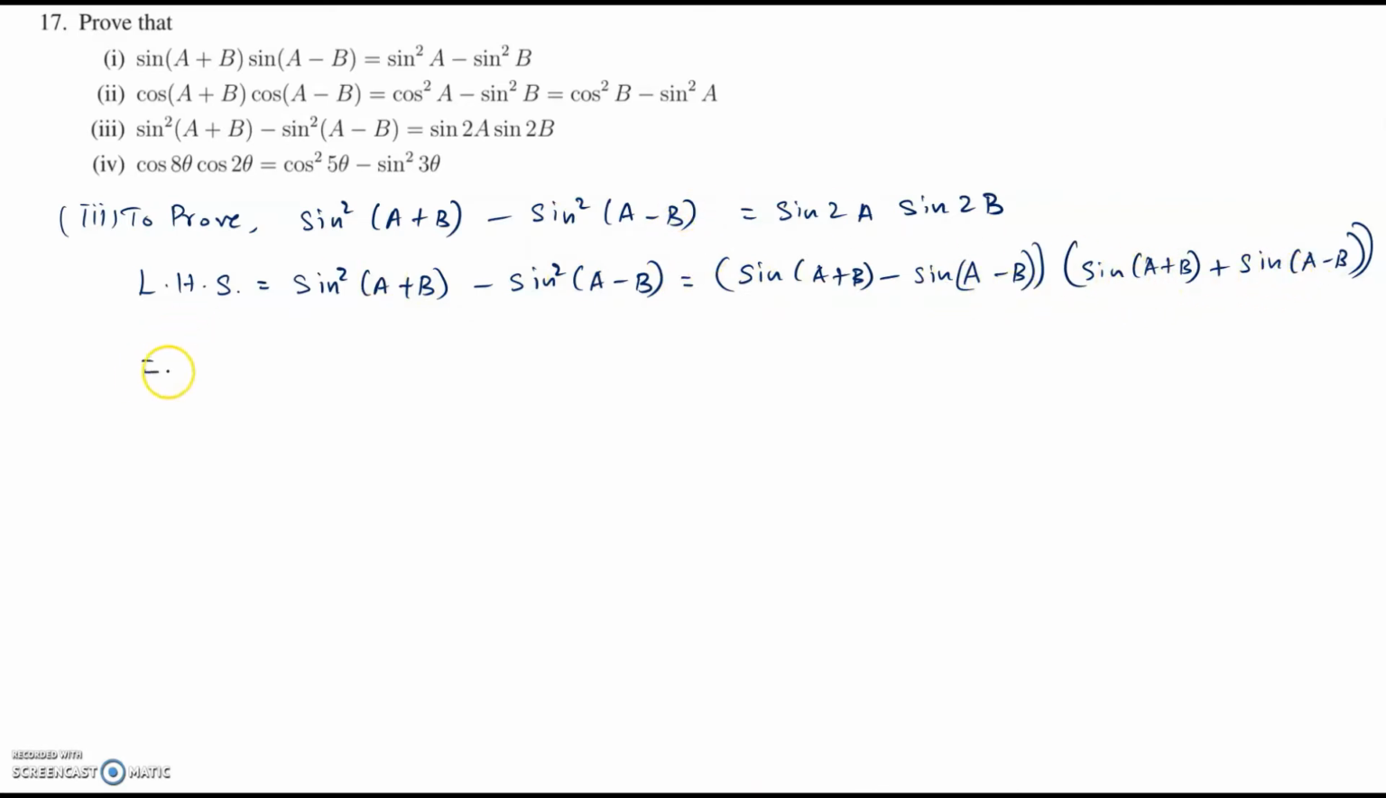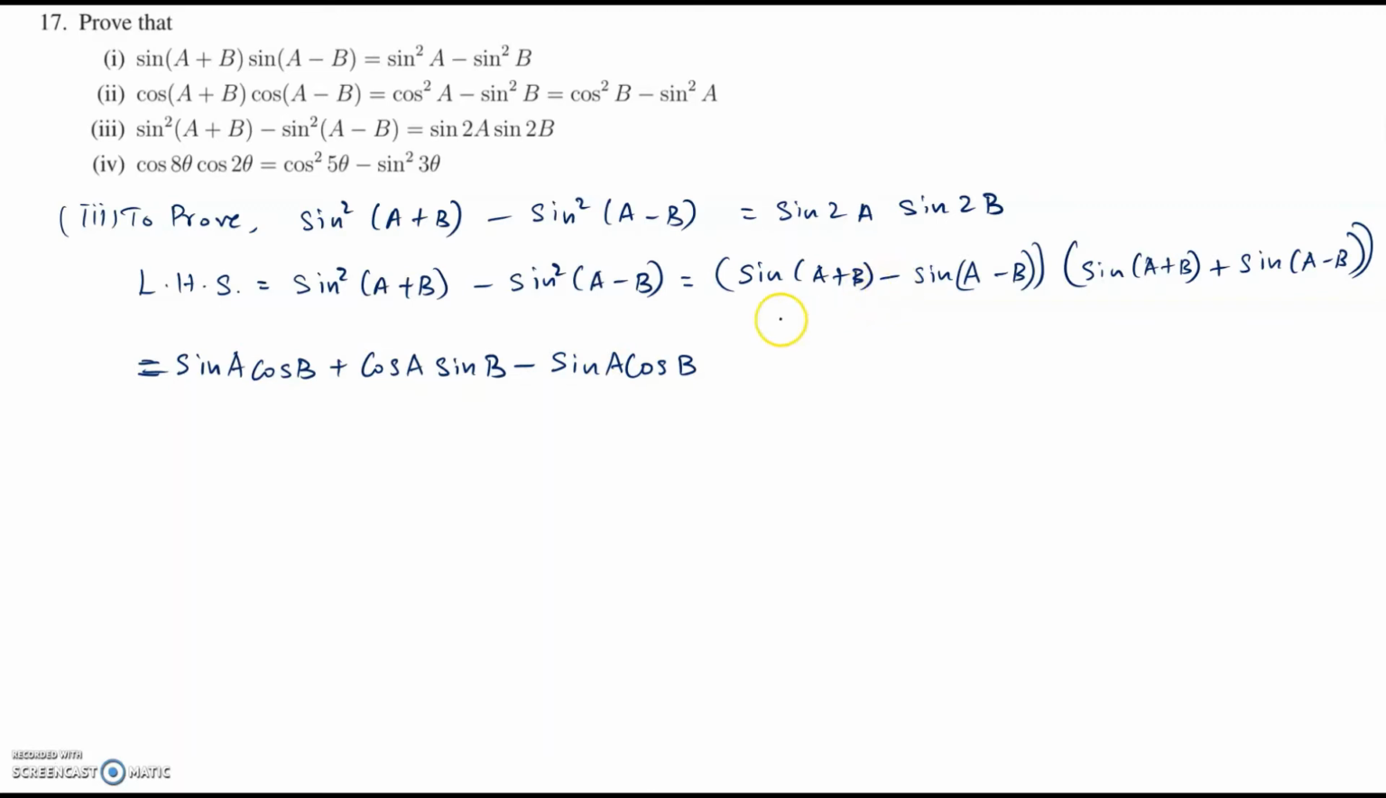So let's take each of the terms and simplify them further. So sin(A+B) would be sin A cos B plus cos A sin B, minus sin(A-B) would be sin A cos B.